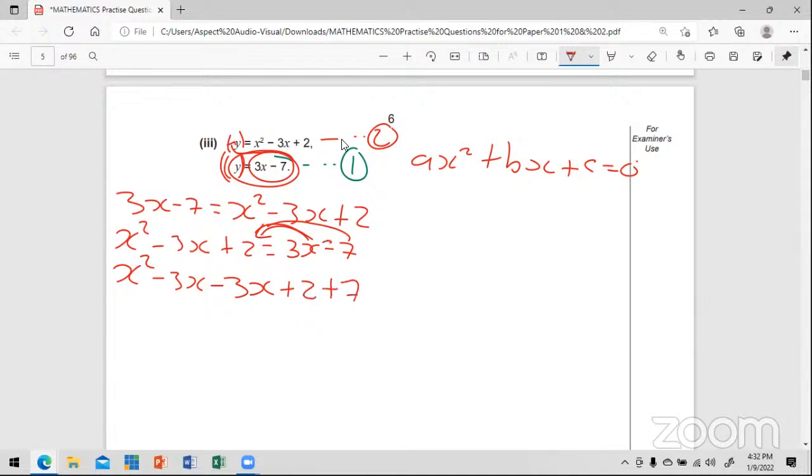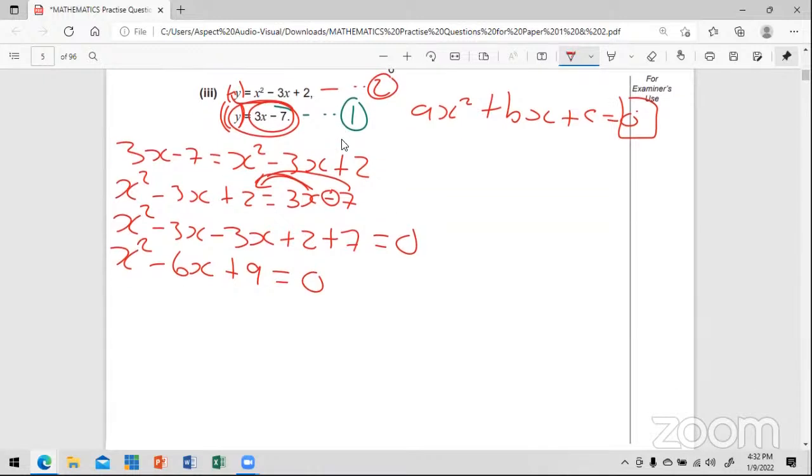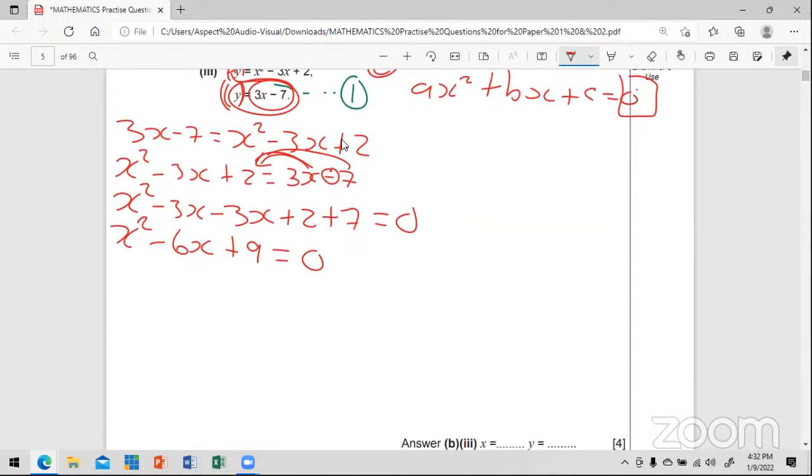Plus 7. Because it's negative, it will be positive. Equals what? Equals 0. Okay? Now you simplify, you have x squared minus 6x plus 9 equals 0. So it's a quadratic equation. You can already have two solutions for x.